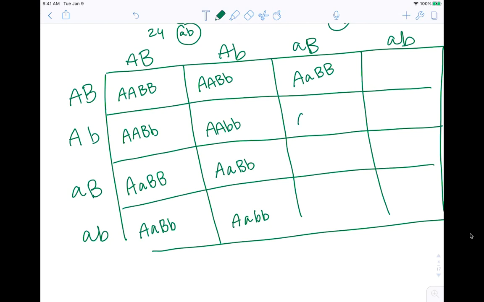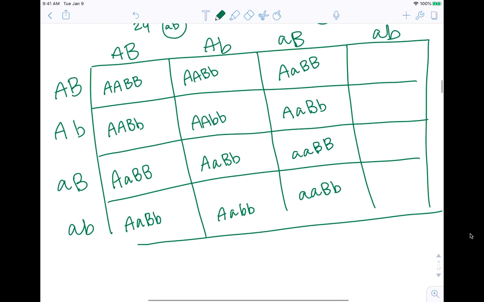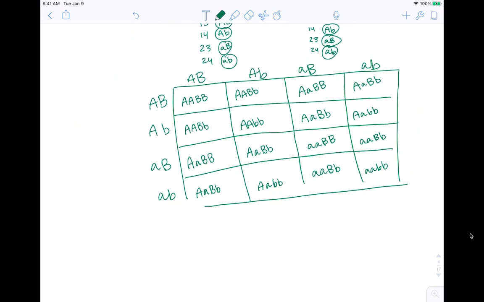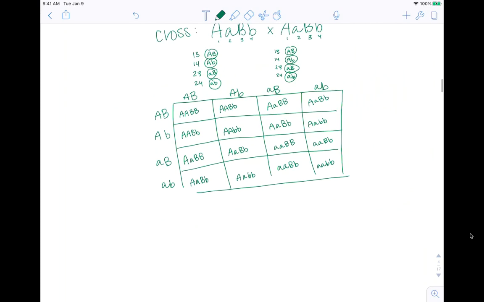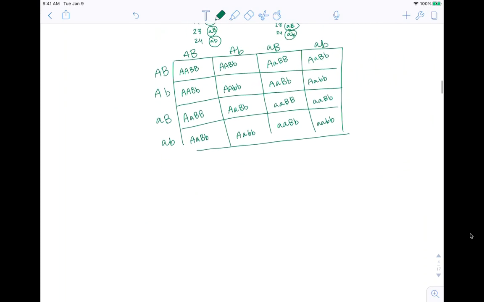Like I said, this one has the most genetic combinations, so it's going to be a little bit tedious to do the next step, but we'll get through it. So then this one over here is our last column and our last box. Okay, so now that we've solved our square, we're going to do the genotypes.